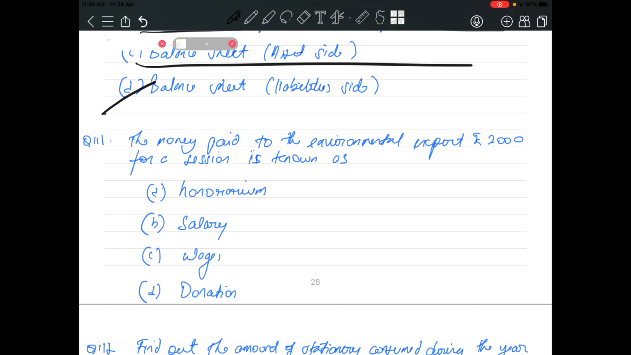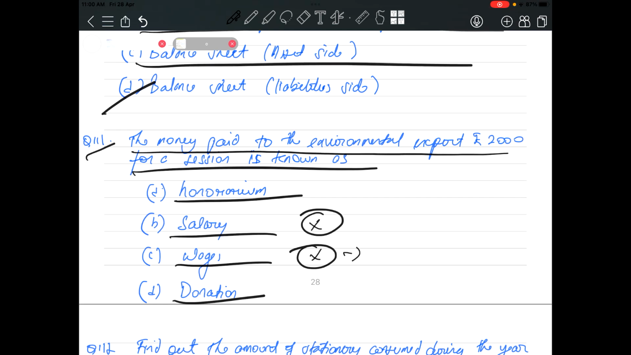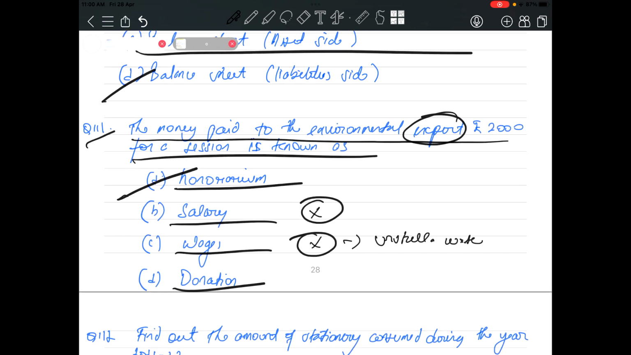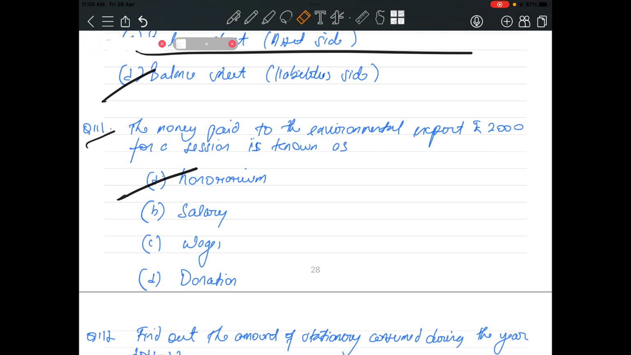Now let's see question number 111. The money paid to the environmental expert, rupees 2000 for a session, is known as honorarium, salary, wages, or donation. Will it be called salary? No, he is not an employee. He is an environmental expert. Wages? No, wages will basically be paid to unskilled workers. Donation? No. So the right answer will be honorarium. What is honorarium? Amount paid for specific services. The environmental expert is giving us some specific services, so honorarium will be paid to him. I hope this is simple and easy.